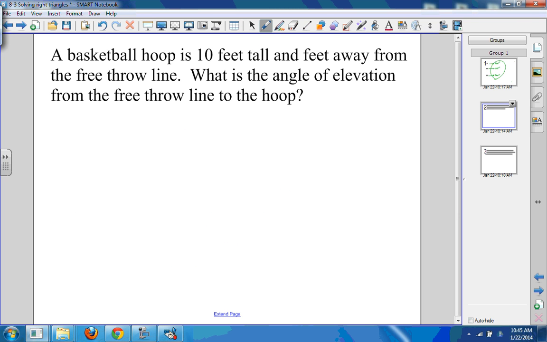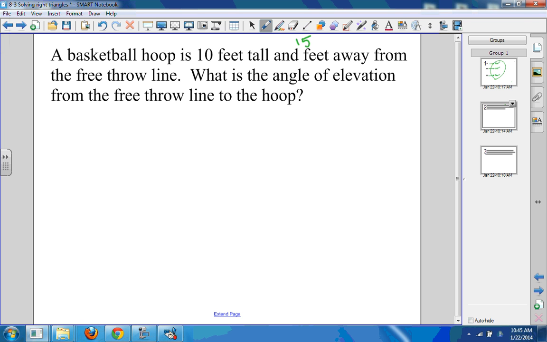First problem we have is a basketball hoop is 10 feet tall, and it is 15 feet away from the free throw line. What is the angle of elevation from the free throw line to the hoop?